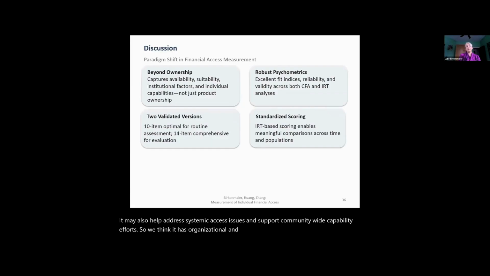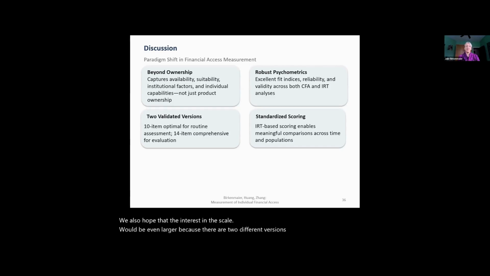And then in terms of moving into this next part with discussion, what we're hoping is, with the development of this valid and reliable scale, to begin to shift the paradigm of what financial access means and how it's measured beyond simple ownership, right? Certainly the scale captures the ownership of both basic and higher level financial products and services, but it also captures institutional factors and individual capabilities, and not just ownership. We also hope that the interest in the scale would be even larger, because there are two different versions of this.